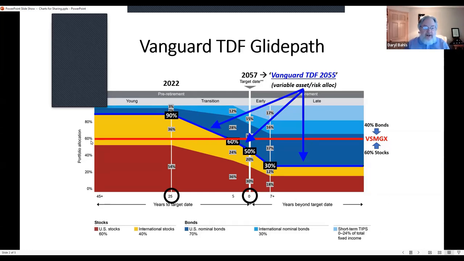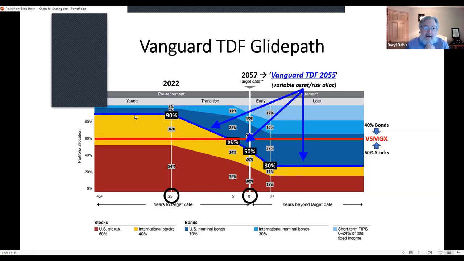The point here is that the fund she picked has a constant asset allocation of 60%. And so if she puts it in there and lets it ride, even into her retirement, her daughter will have a fund that has 60-40%. If she puts it in the target date fund, say she picks the 2055, that's about 25 years from now, let's say.